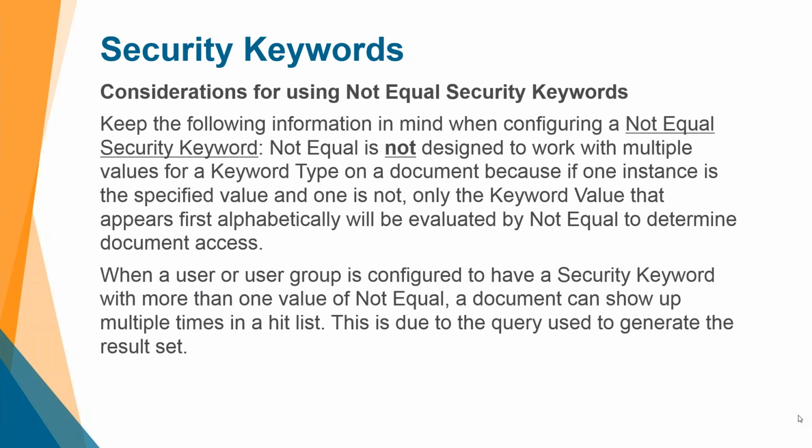Last thing we want to bring to attention is that when a user group is configured to have a security keyword with more than one value of not equal, a document can show up multiple times in the hit list. This is due to the query used to generate the result list. So just another example of where that can be a little bit messy.